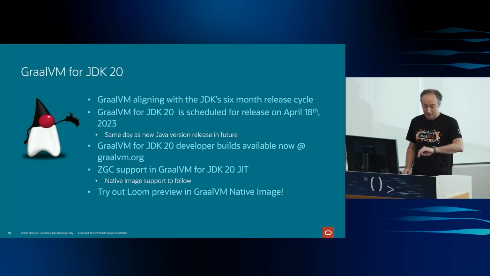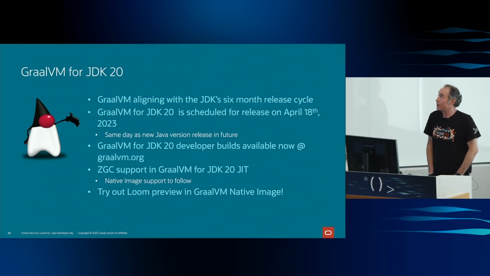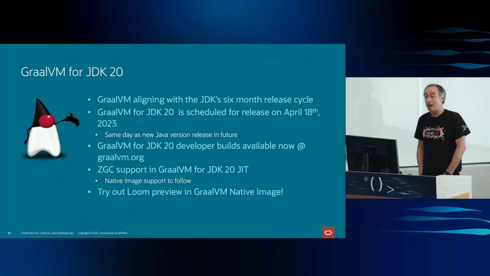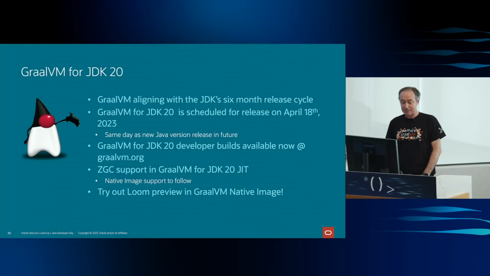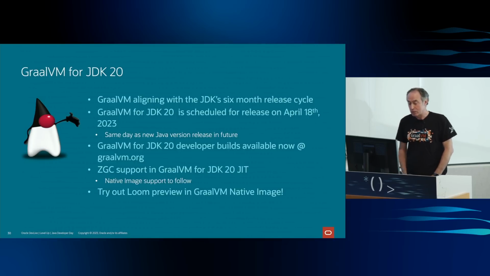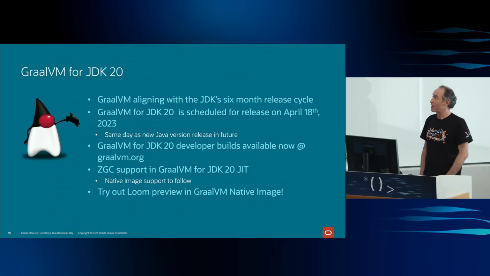For 20, we have a lot of work going on. We have announced recently we're aligning with the JDK release cycle, so they're every 6 months. We're going to be every 6 months. GraalVM for JDK 20 is going to come out on the CPU date, the first CPU date. So we're one month behind, but by JDK 21, we're going to be on schedule. So we're in a transition phase of aligning with the regular release.